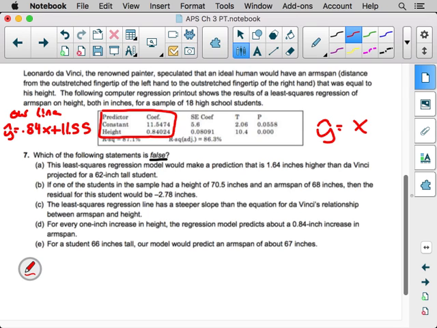So now let's take a look. We want to predict for a student that is 62 inches tall. Well, for Da Vinci, isn't that easy? Right? If the kid is 62 inches tall, how long would he think that kid's arm span should be? Also 62, right? For ours, don't we have some math to do with that, right? So ours, we have to plug in 0.84 times 62 plus 11.55. We're getting 63.63. He would have said 62.